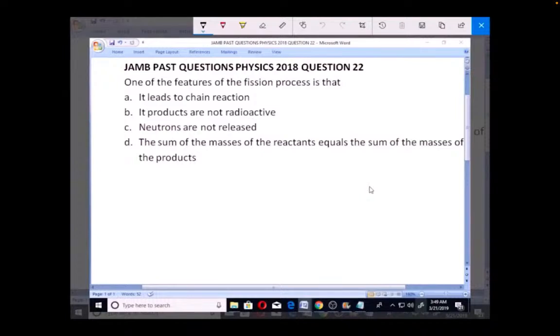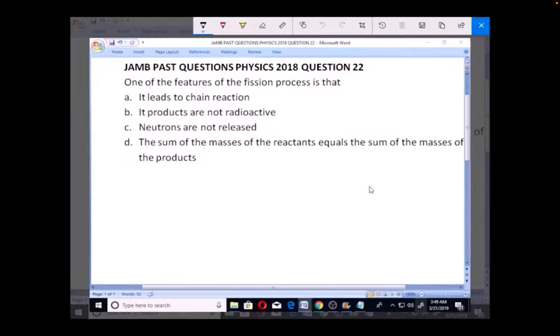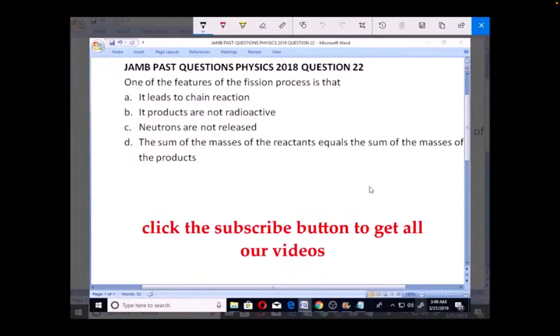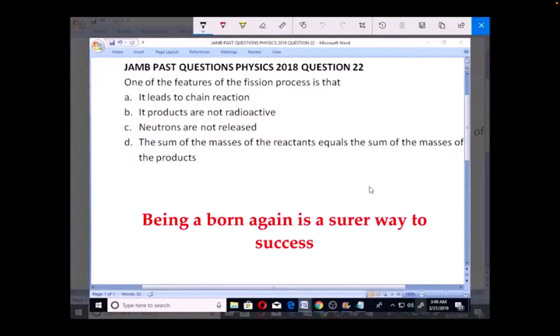Let's look at this question number 22 for JAMB Past Questions Physics 2018. One of the features of the fission process is that A. It leads to chain reaction, B. Its products are not radioactive, C. Neutrons are not released, D. The sum of the masses of the reactants equals the sum of the masses of the products.